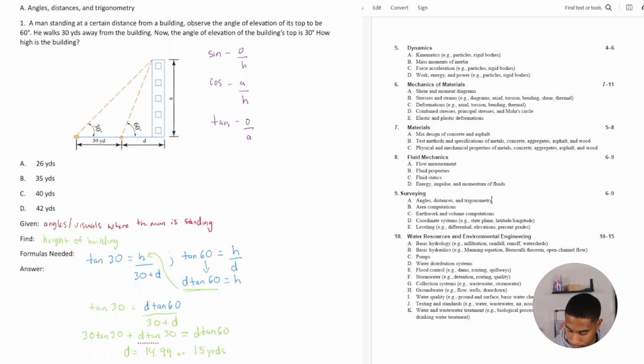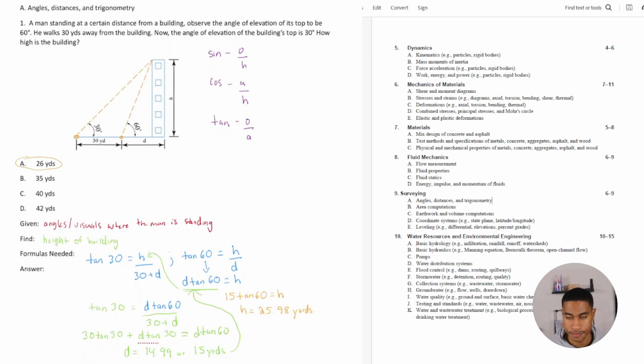So now that we have d, we can plug it right back into our equation. We can plug it in for d here. So then I will say that 15 tan of 60 is equal to h, right? And so h is equal to 25.98 yards, or 26 yards, which is what it rounds up to.